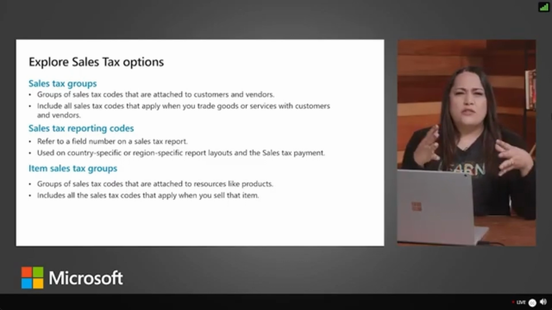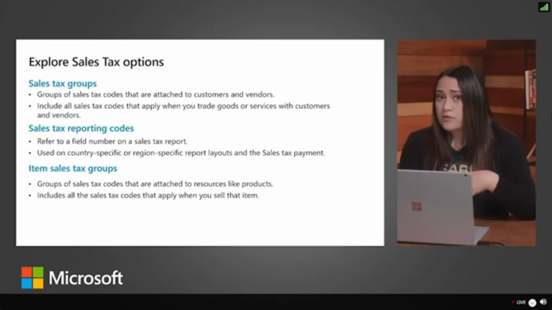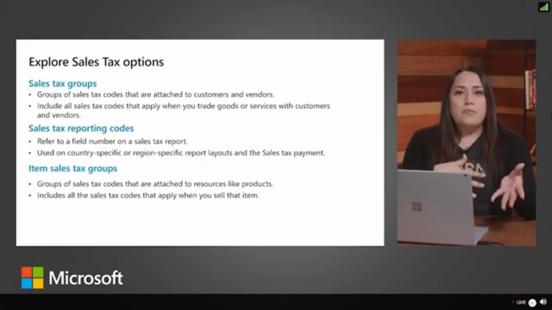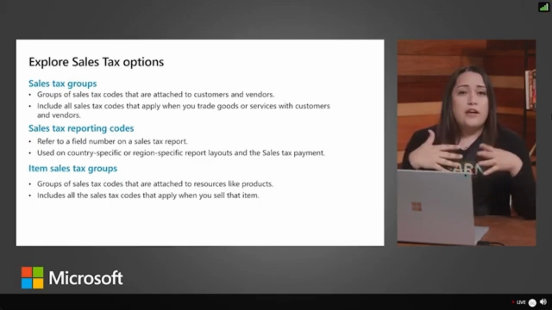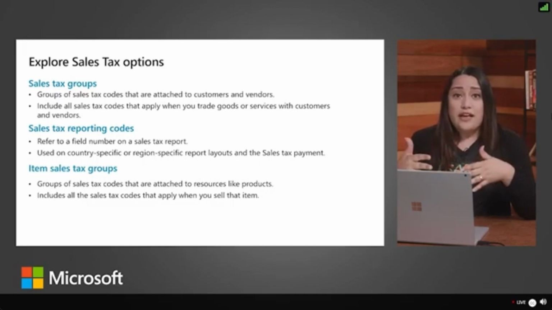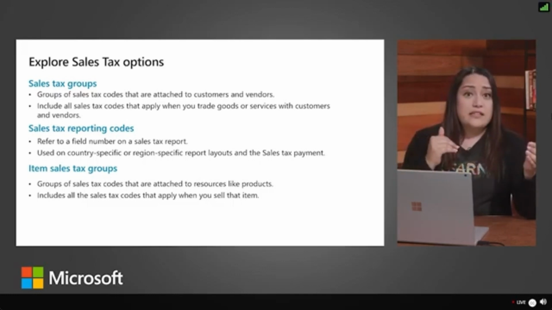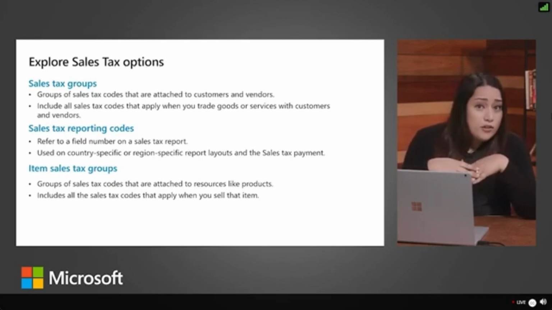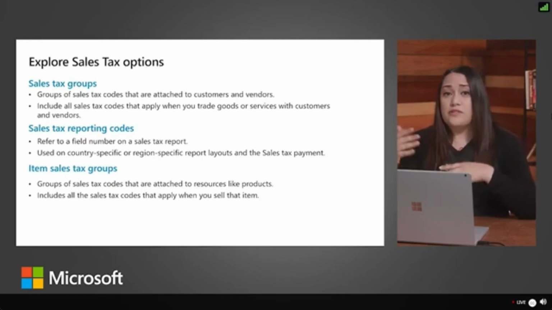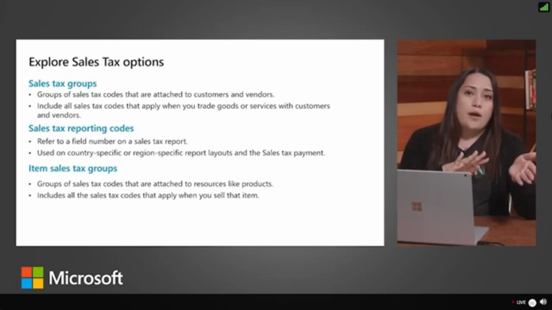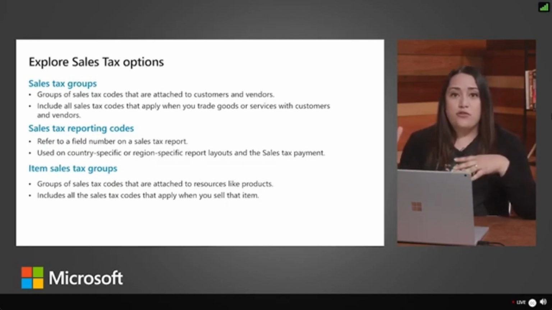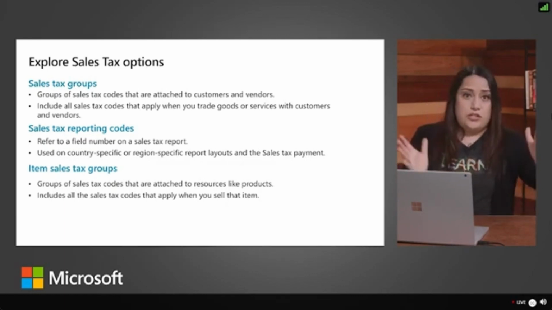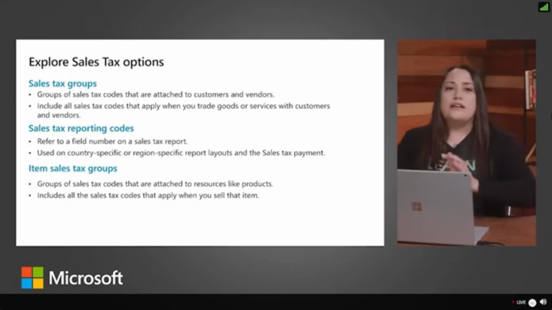And think of these as groups of sales tax codes that are attached to the resource, like a product. And when you set it up, the item sales tax group includes the sales tax codes that apply when you're selling the item. But since the item sales tax group might also include most of the sales tax codes in the system, you do have the option to create the item sales tax groups, and you can then choose to attach them to a group of items or a single item.